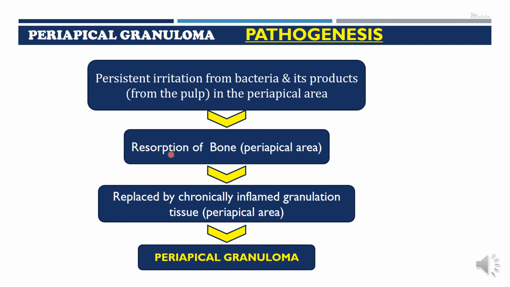Since this is a chronic process, the process of healing is also taking place at the same time, such that the resorbed area is replaced by granulation tissue. However, since the irritation is persistent, the granulation tissue continues to stay chronically inflamed. So an inflammatory process is also active at the same time. There is resorption of bone, there is formation of granulation tissue, and there is presence of chronic inflammation. This results in a lesional tissue which is referred to as periapical granuloma.